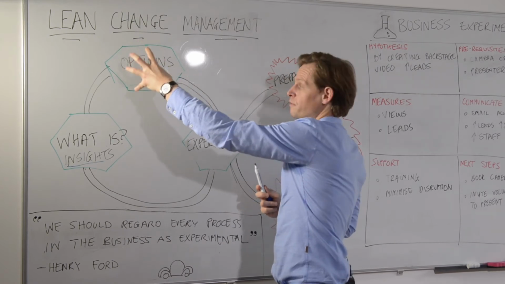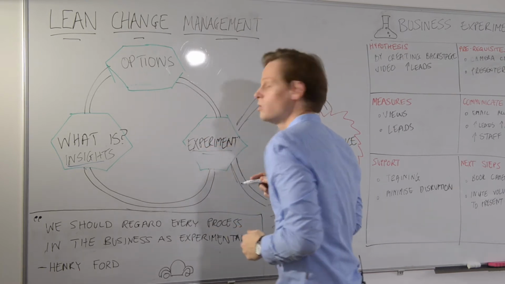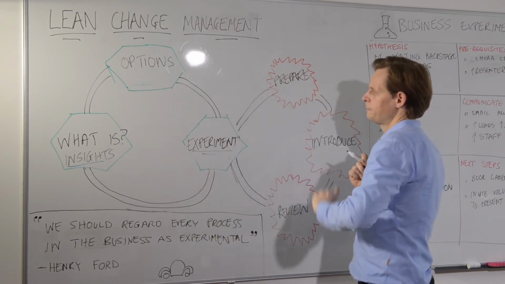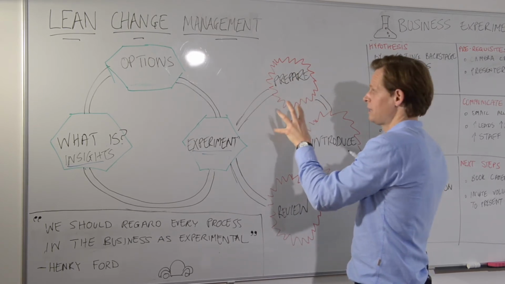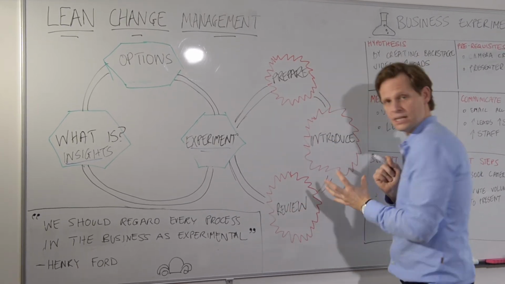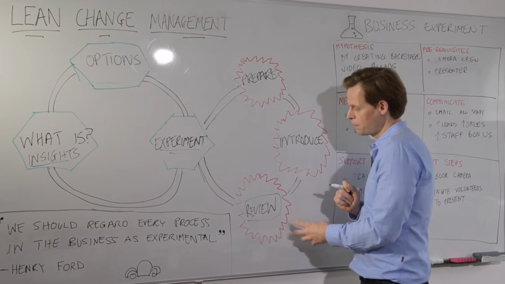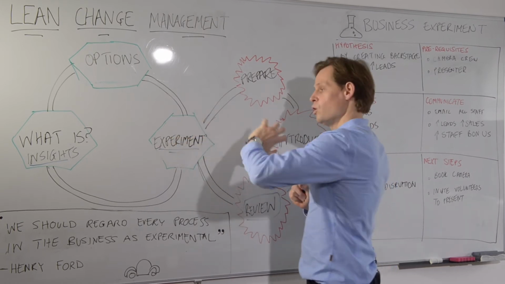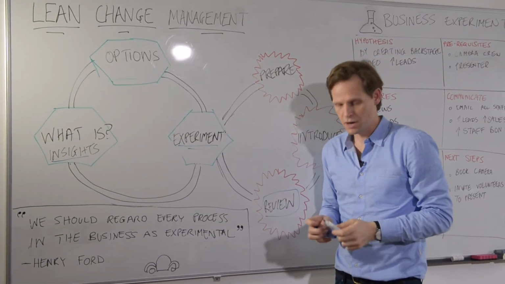Once you've selected your preferred option, now is the time to experiment, to define your experiment. And this takes a cyclical approach, starting with prepare. And we're going to talk a bit more about how we do that in a second. Then you want to introduce your experiment to the business. And next it's review that experiment. Did you get the results that you hoped to achieve as a result of running that experiment? And finally, do you want to go around the loop again with a slightly altered version of that experiment? Or was that successful and it's time to tackle the next problem? So that's the Lean Change Management Framework.